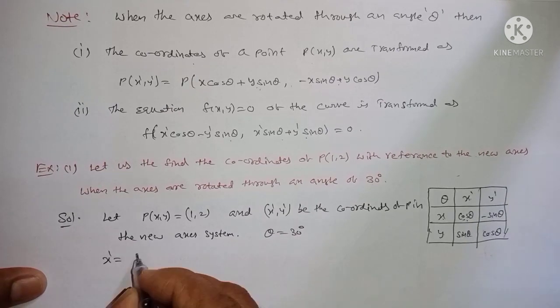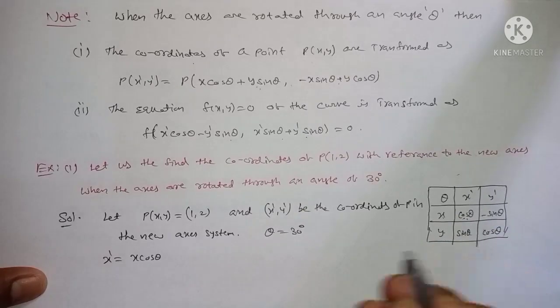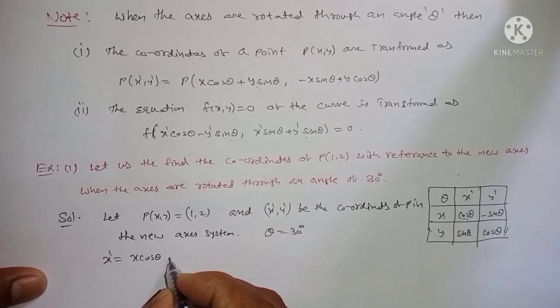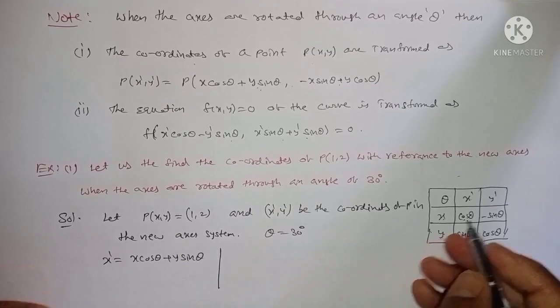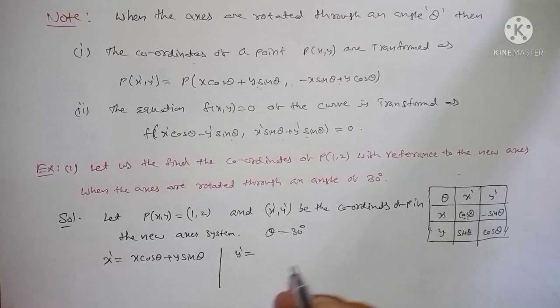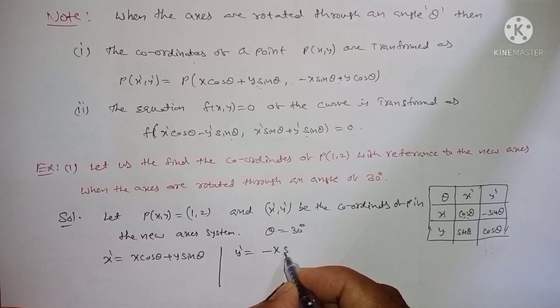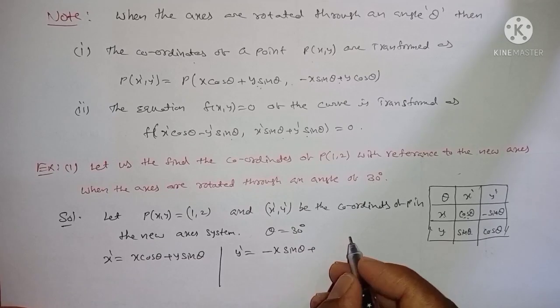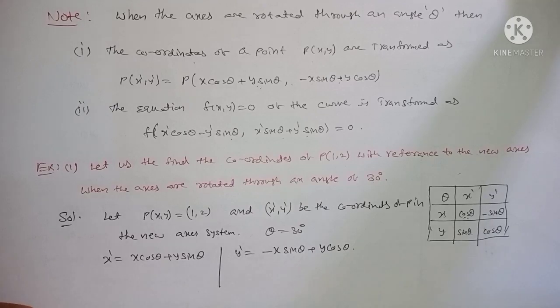Therefore x dash is equal to x cos theta plus y sin theta, and y dash is equal to minus x sin theta plus y cos theta. Substitute here the x comma y values and the sin theta value.